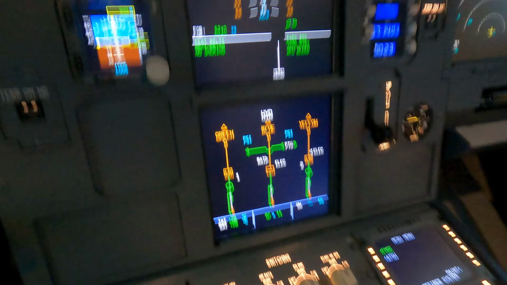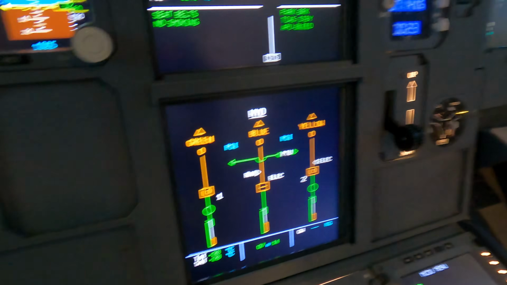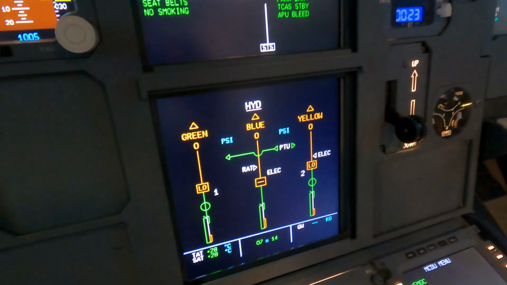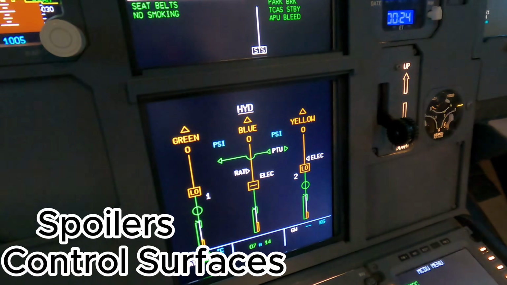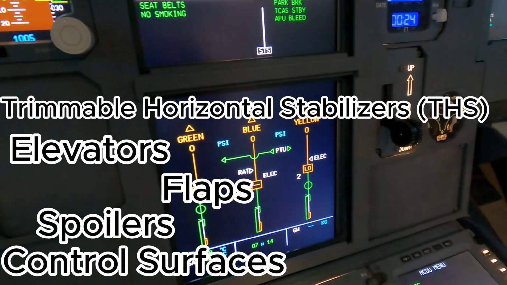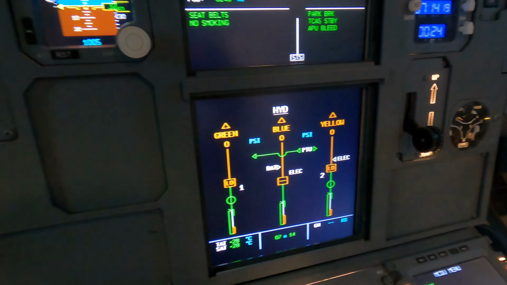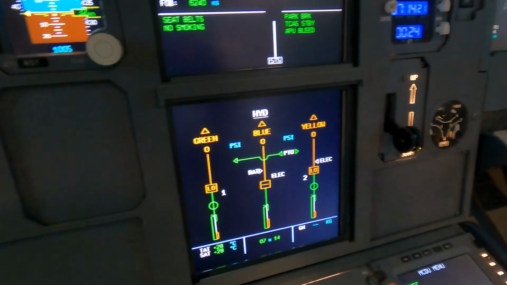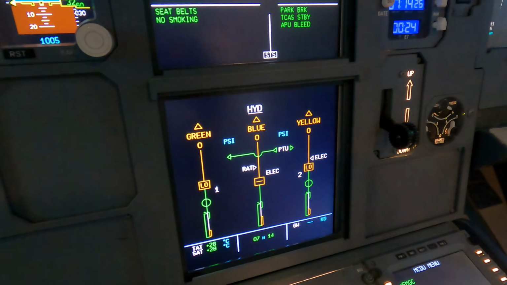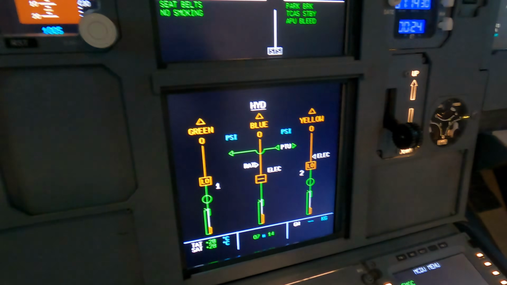Now hydraulics in this aircraft are extremely important. The reason they're important is because you cannot move the control surfaces, the wings, the spoilers, the flaps, the elevators, the trimmable horizontal stabilizers, the landing gear. All this stuff works off hydraulics because they're massive, big, heavy units, and hydraulic pressure allows us to move these units like they were featherweight. So losing the hydraulics on the aircraft can be a bad thing.